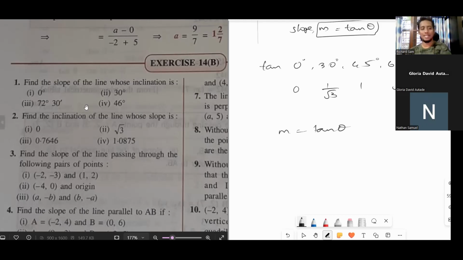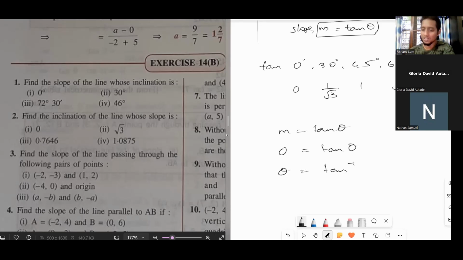So how do you find these values now? You'll have to look in the textbook for these numbers in the table. Okay, let's see the first one. They have given the slope, so 0 is equal to tan theta. So theta is equal to tan inverse of 0. When you take tan to the other side, it becomes tan inverse.